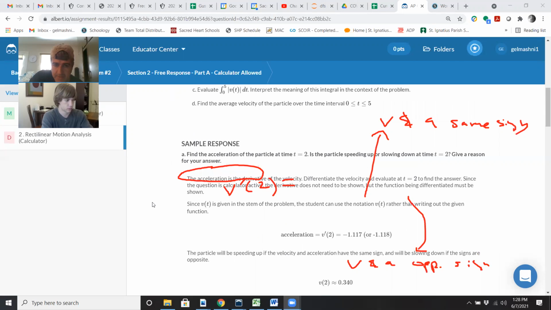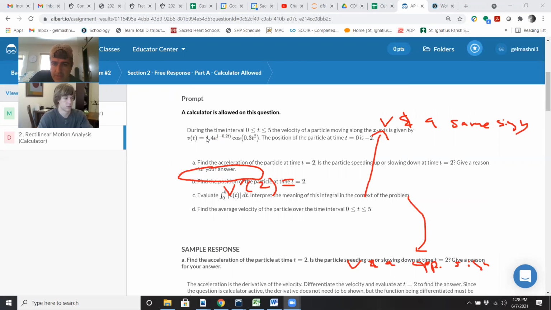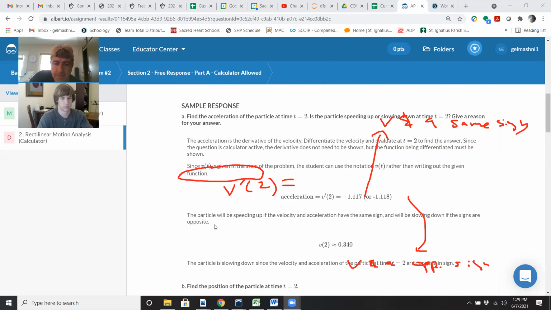So the answer is right here. v prime is negative 1.117. The velocity at 2, which you actually have to plug 2 into the velocity function itself, is 0.34. So the opposite sign, you're slowing down.